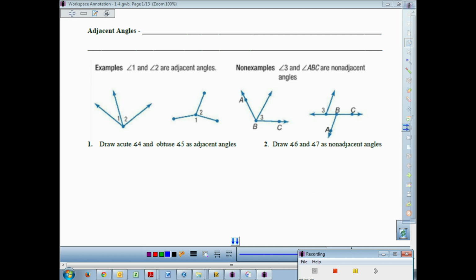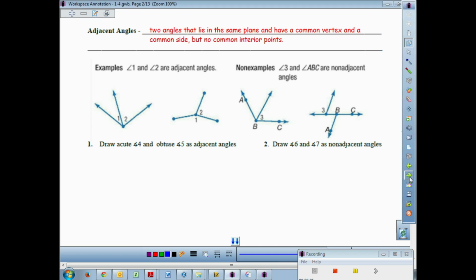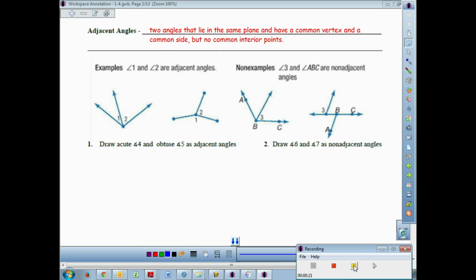Adjacent angles. First, let's define it, then let's talk about it. So here's what adjacent angles are. Two angles that lie in the same plane and have a common vertex and a common side, but no common interior points. So you can pause the video and write that down for yourself.